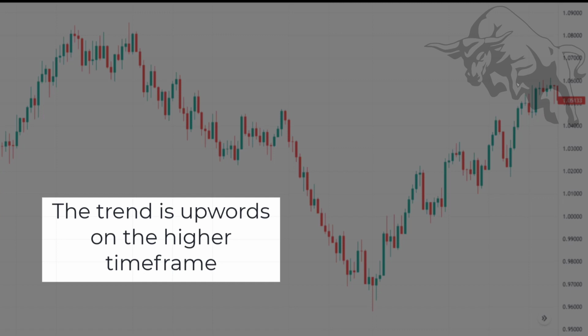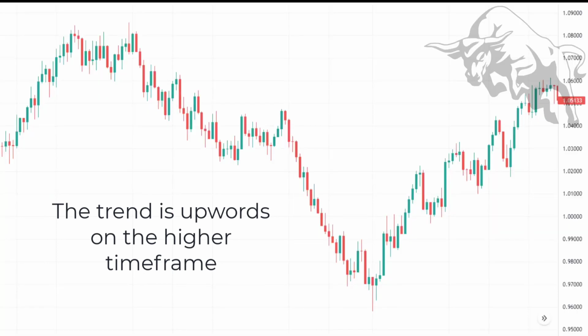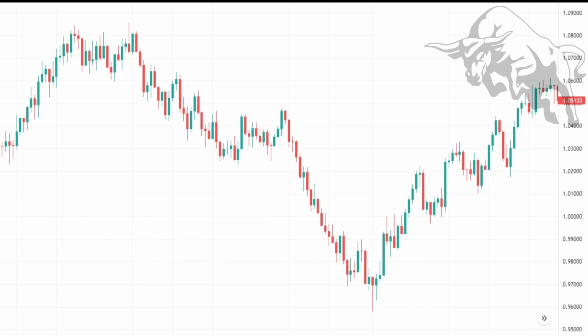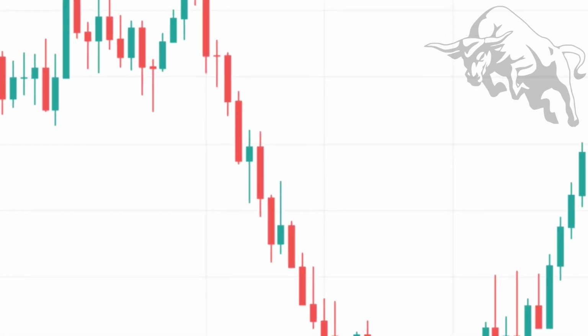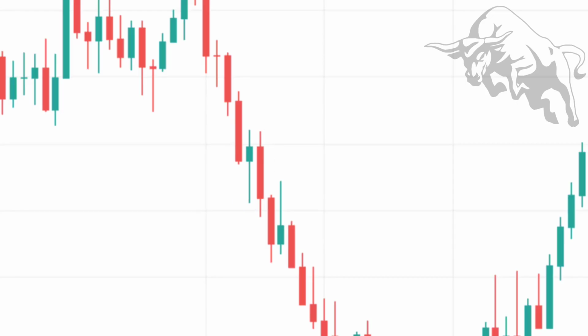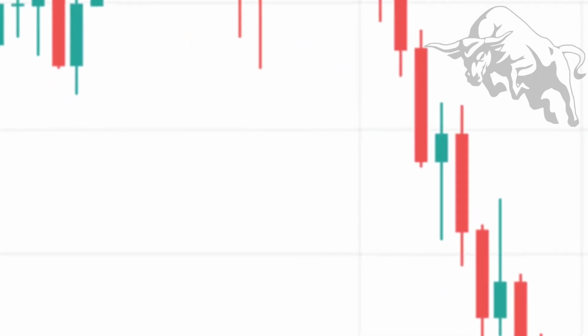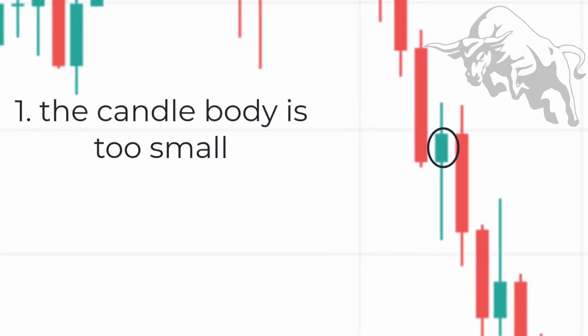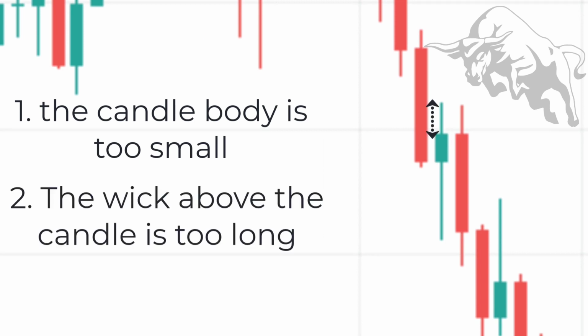Furthermore, remember when I mentioned in the introduction of this video that the candlestick patterns must look perfect by the book in order to become tradable. Take a look at this past candle, doesn't it look like a hammer? The answer is, no it does not, and for two reasons. First, the candle body is too small. Second, the wick above it is too long. Even one of these two reasons is enough to discard this candle.